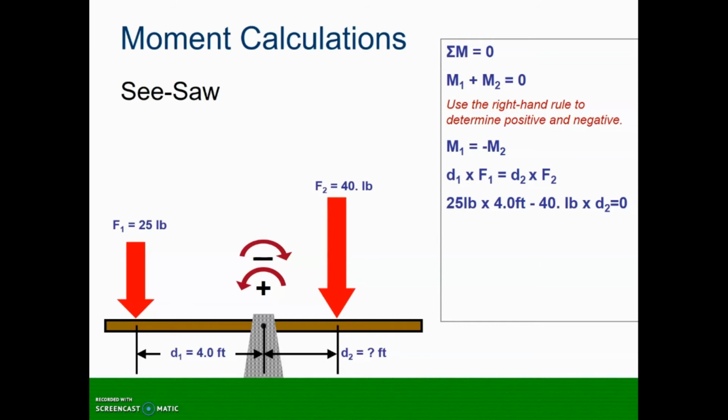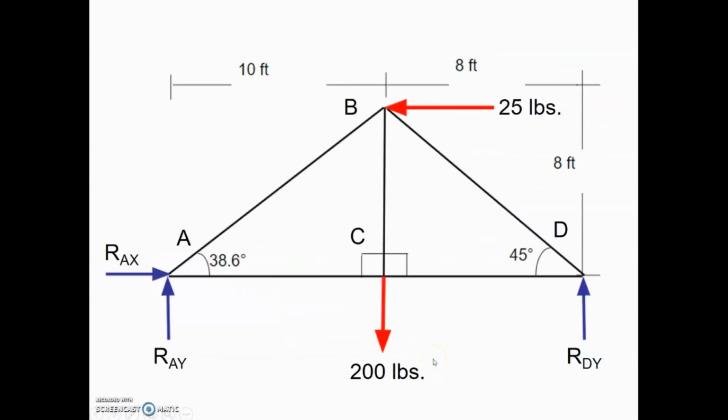So we know both of our forces, 25 and 40. And we know our distance for that first one. We're trying to solve for that second distance. So if we isolate, divide everything by 40, we come up with an overall distance of 2.5 feet. So that means we need to put that fat old bear 2.5 feet away from the fulcrum.